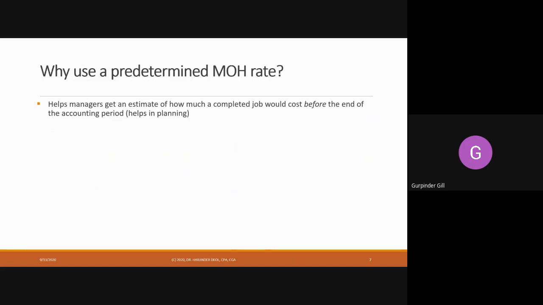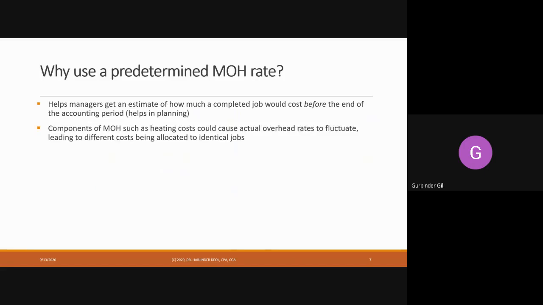And in order to determine that, we need to know what it's going to cost us and then build our profit margins into that. So, because of that, we end up using a predetermined manufacturing overhead rate. So, this helps the managers in estimating how much a completed job is going to cost before the end of the accounting period. So, this will help them with planning purposes.